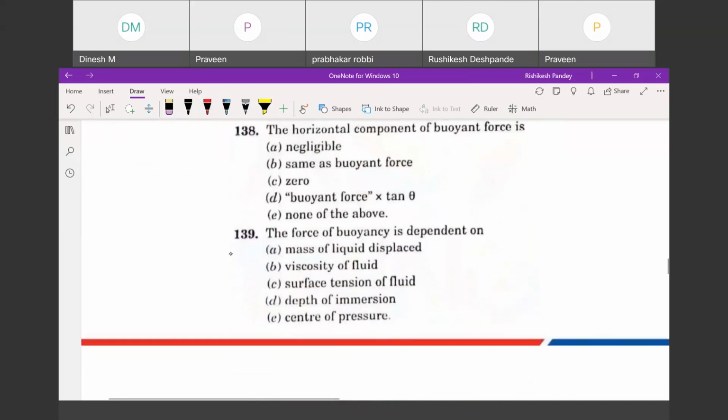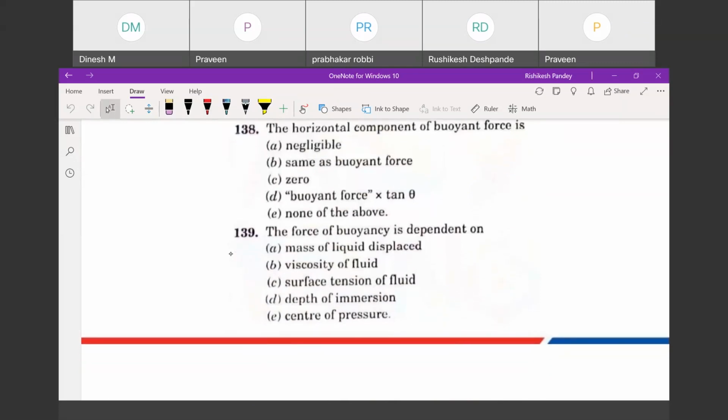Next question, 138. When we were calculating buoyancy force, what happened to the horizontal component, the horizontal forces? Yes, it is C only, 0. They cancelled out, no? Equal from both sides. From here and here it was equal. So they cancelled out each other. So it is 0 only.